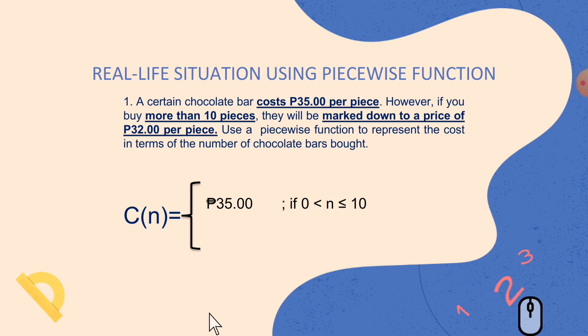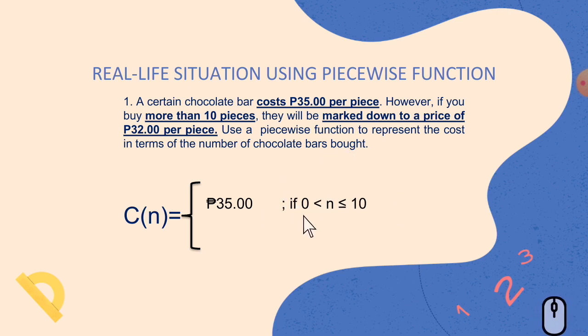So, bakit ito yung ating formula? Kung mapapansin natin, sabi natin kanina, a chocolate bar costs 35 pesos per piece. So, isang piraso ay 35 pesos. Pero may condition dito. Kapag lumagpas ng 10, ang presyo na lang ng bawat isang chocolate bar ay 32 pesos. So, ibig sabihin, kapag magbabayad ka ng 35 pesos, yung bilang dapat na bibilhin mong chocolate ay 1 hanggang 10.